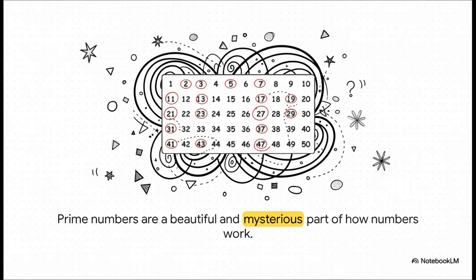When you actually map out the prime numbers, like on this chart from 1 to 50, you see something really interesting. They don't follow a simple, obvious pattern. They are this beautiful and mysterious part of how numbers work, and believe it or not, mathematicians are still trying to unlock all their secrets.